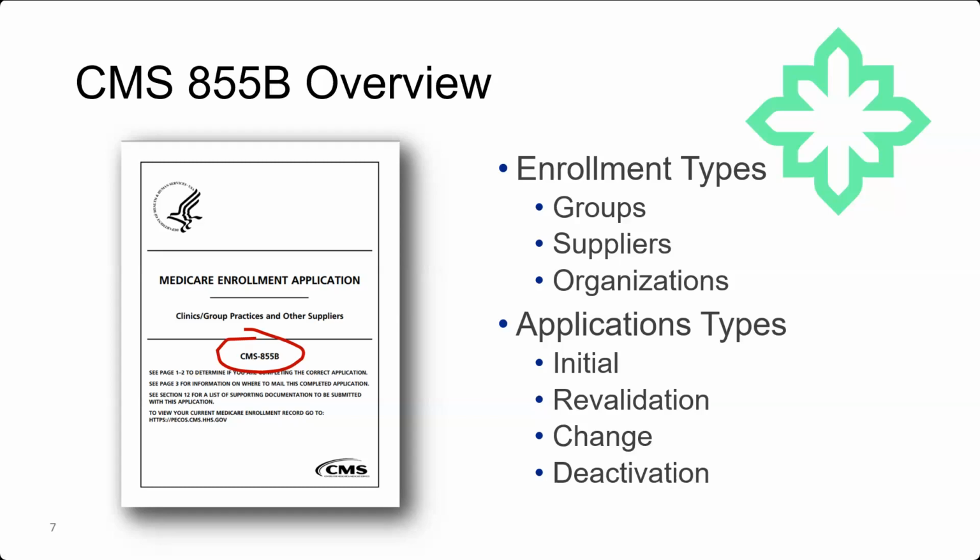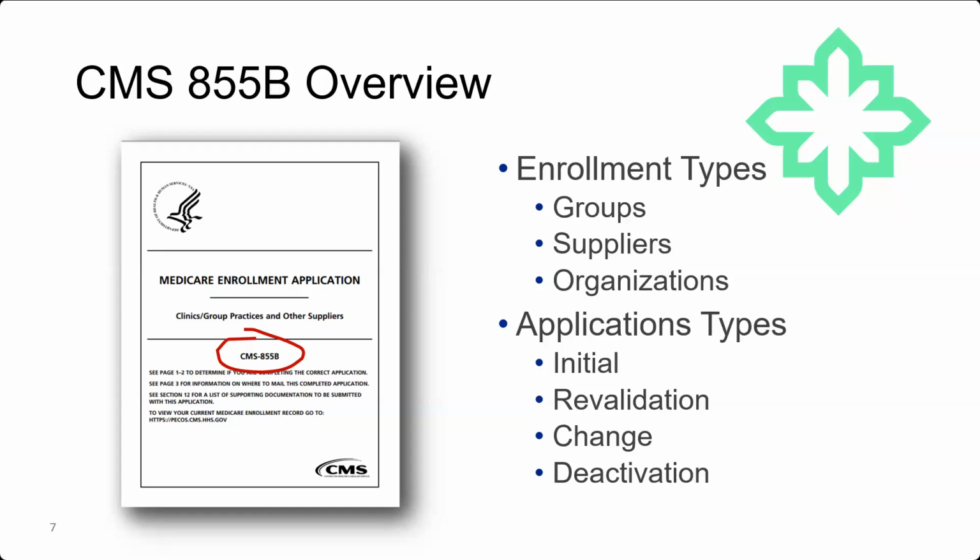So what types of applications can come in with an 855B? Well, first and foremost is going to be an initial enrollment. And an initial enrollment is a provider who is new to, or an organization that is new to Medicare, could be new to our jurisdictional state. Providers do need to submit this for each jurisdictional state that they are going to be rendering services in, regardless of the MAC that oversees those.